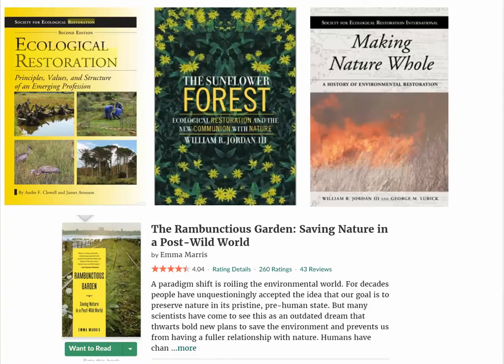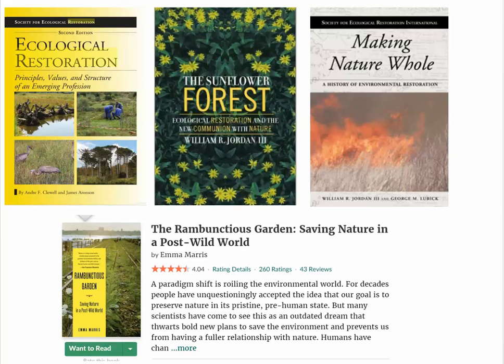As I mentioned, there are lots and lots of books out there, but restoration ecologists, like a lot of conservation biologists, are also going through this existential angst. Andre Clewell was a guy at the University of Florida who retired early in his career to start a restoration company, and he wrote a book, Ecological Restoration: Principles, Values, and Structure of an Emerging Profession. So, thinking about what are the values that are driving the system.